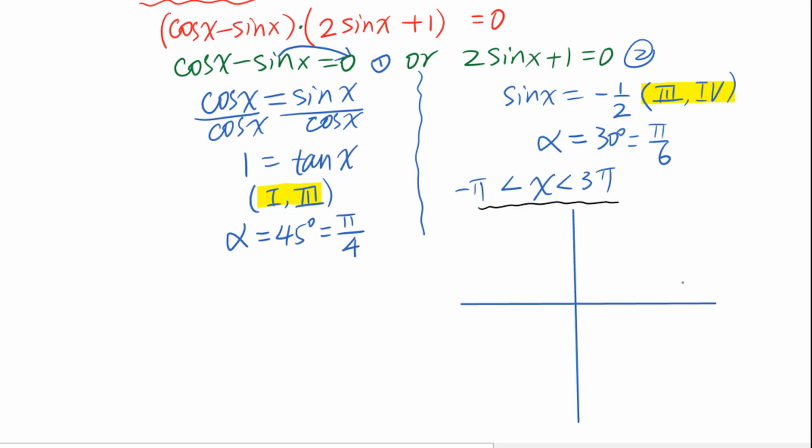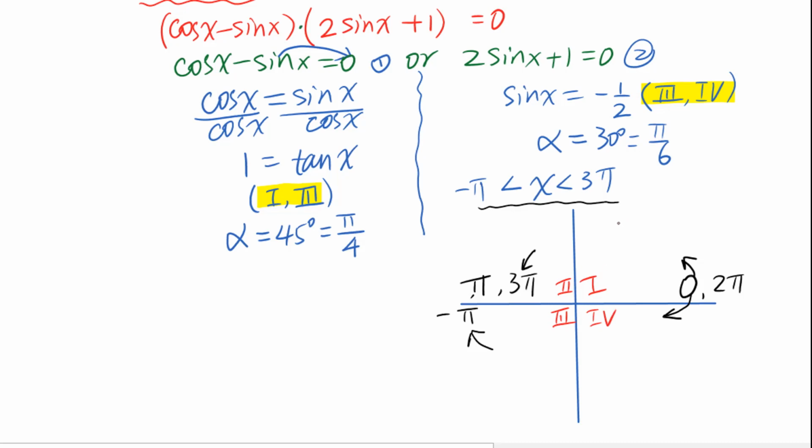Let's draw the positive first. This is 0, pi, 2 pi, 3 pi. So we get started from this 0 and stop at 3 pi. Then let's draw negative. Go this way, so we have negative pi, and we stop at negative pi here. This is the first, second, third, and fourth quadrant.